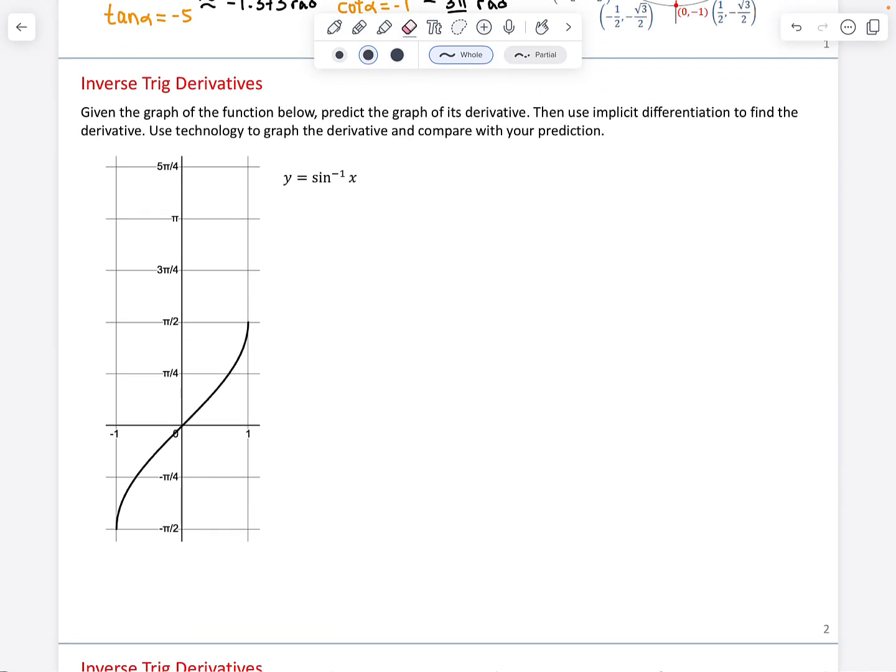Given the graph of the function below, predict the graph of its derivative. Then use implicit differentiation to find the derivative. Use technology to graph the derivative and compare with your prediction. All right, the function in question is y equals the arc sine of x.